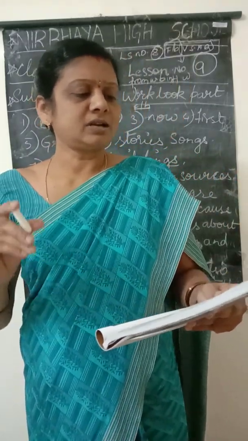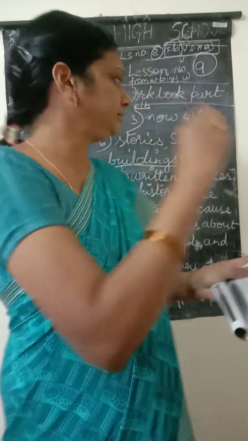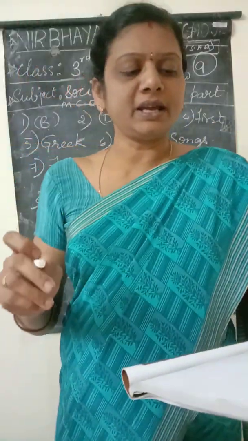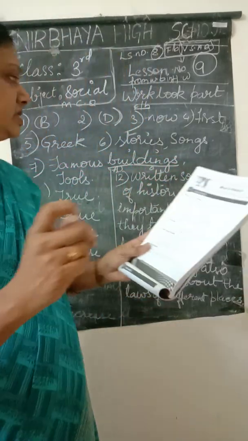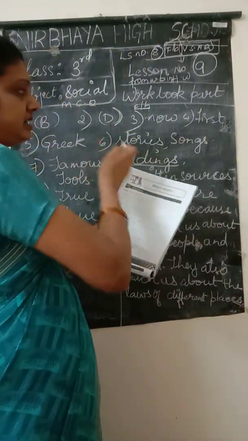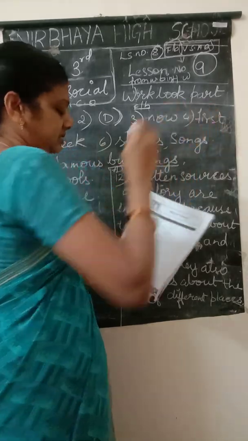The past comes before now. On a timeline, the past event is on the left hand side. Left hand side, it is first.